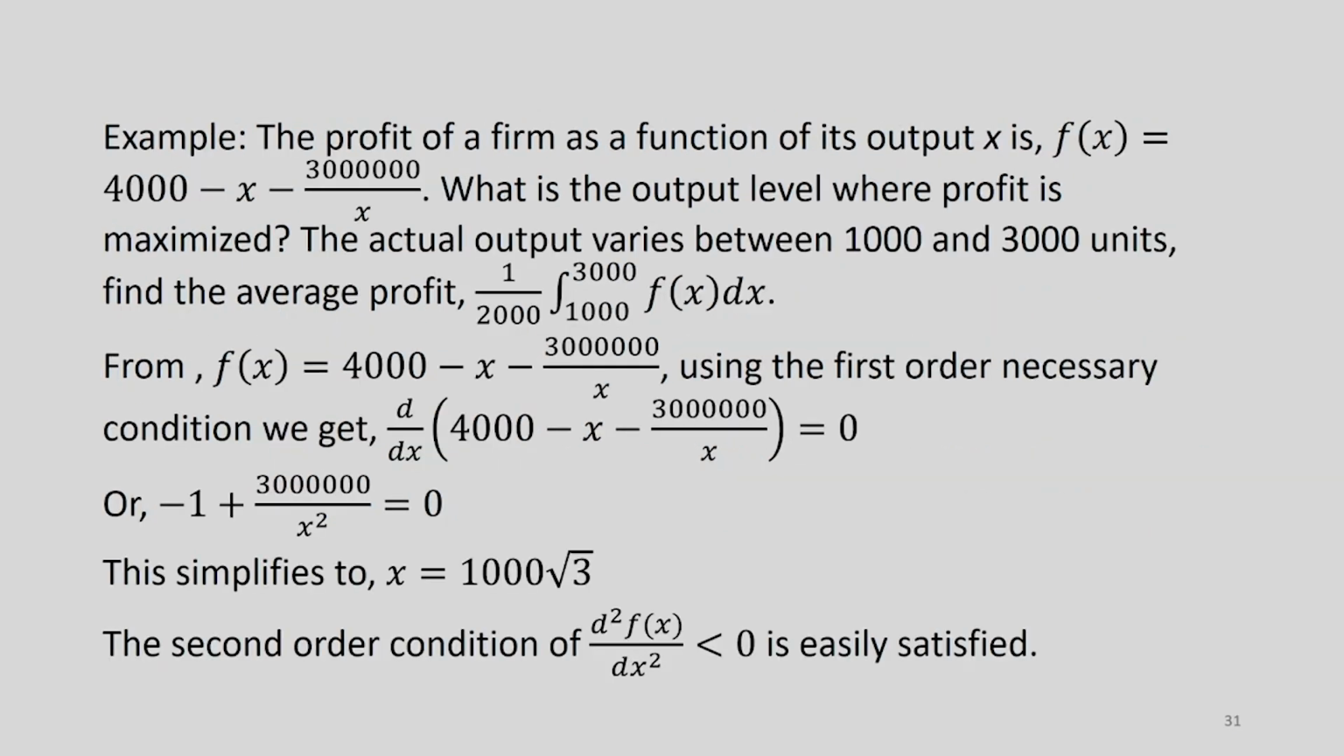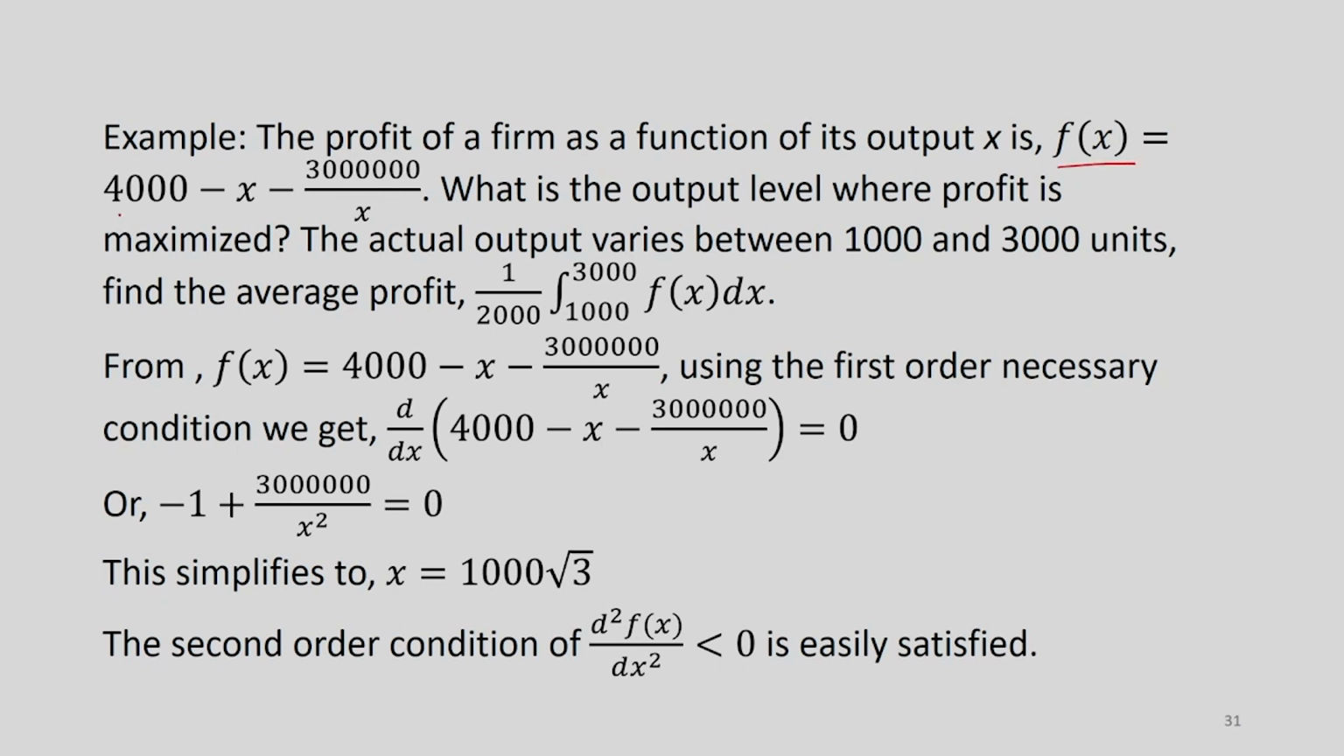Okay, so here are some examples. Enough theory, we have talked about many theories so far. Now let us take some examples to fix our ideas. The profit of a firm as a function of its output is given by this f(x).